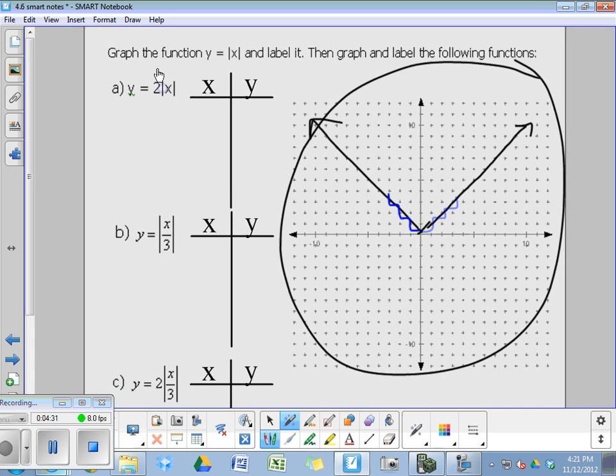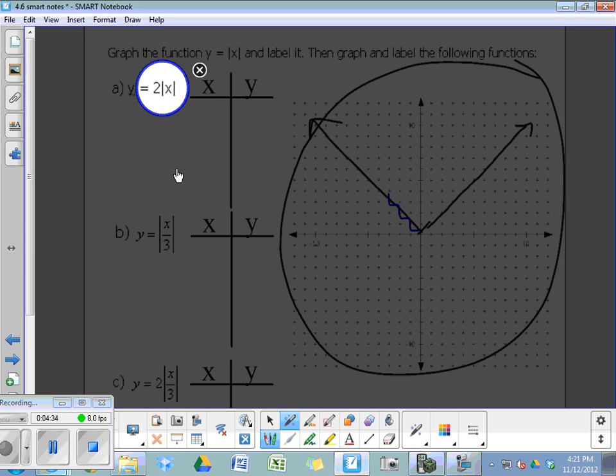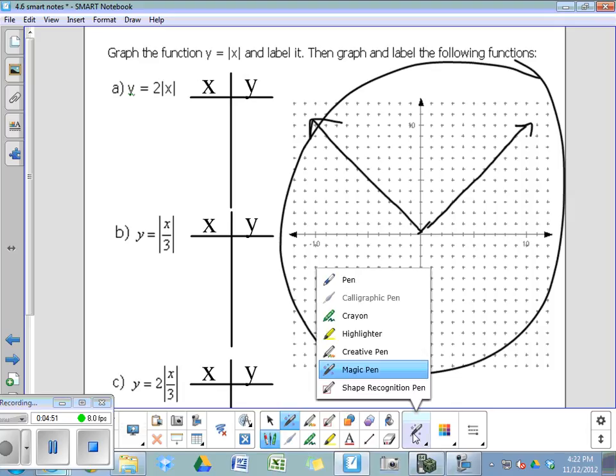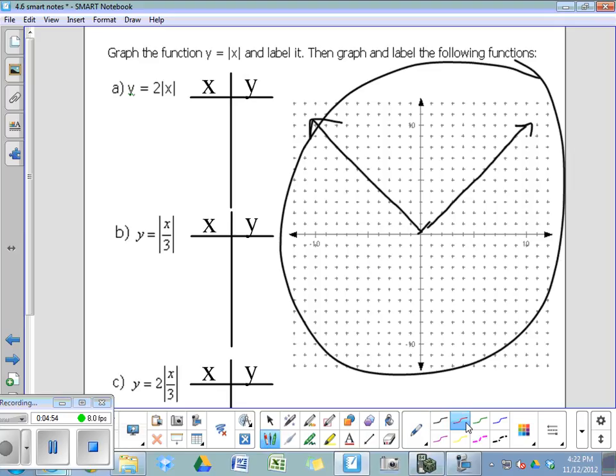When you begin multiplying the absolute value by a number, that's going to change that ratio at which it rises and runs. And we'll explore that by looking at a table of values. So for the first one, let's use the following values of x: negative 2, negative 1, 0, 1, and 2. So let's plug those values of x into the absolute value and then multiply by 2.